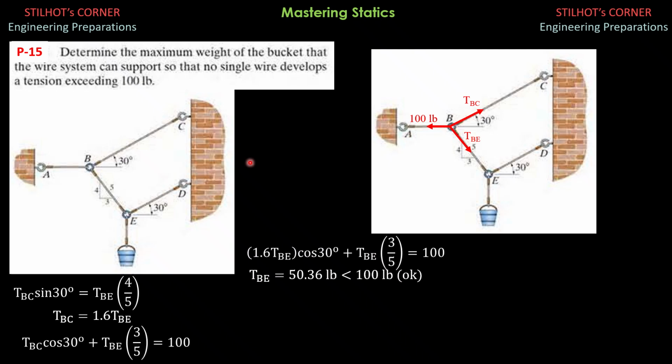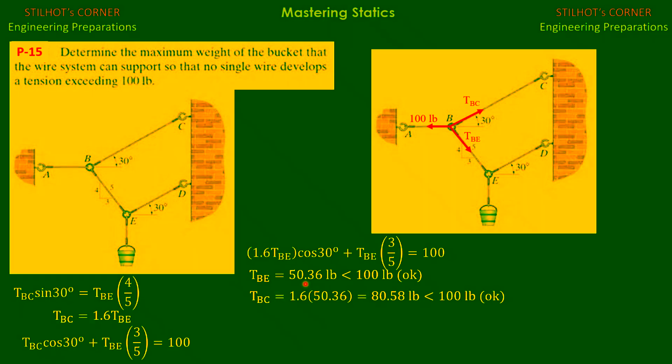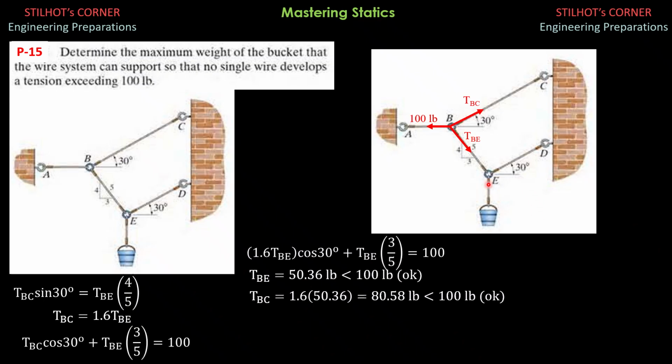So the assumption is AB is the most critical cable. So we assign its tension to be that condition here, which is 100 pounds. Then we compute the tension in BC, which is 1.6 times 50.36, and that is still less than 100 pounds. So the assumption is correct. They are safe. Then we proceed to joint E.